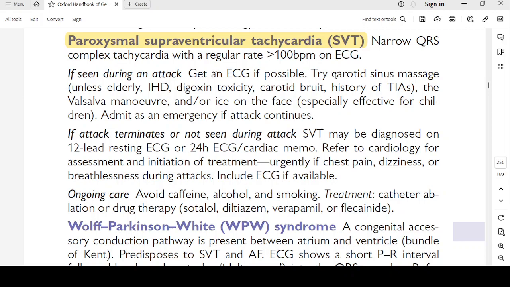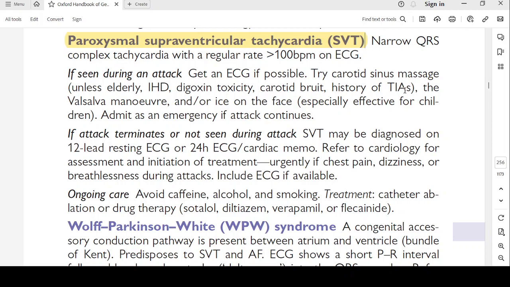Try a carotid sinus massage, unless he is elderly, because he might have a carotid thrombus, which might embolize. Also avoid it in IHD, ischemic heart disease, digoxin toxicity, if a carotid bruit is present, or a history of TIAs is present. So in these cases you have to avoid carotid sinus massage.